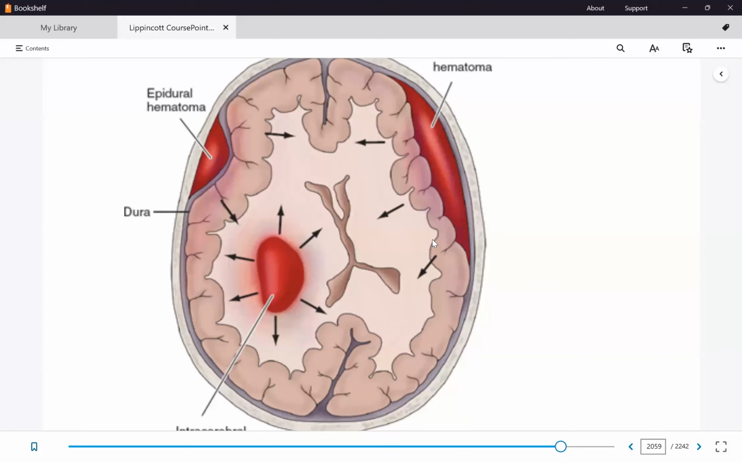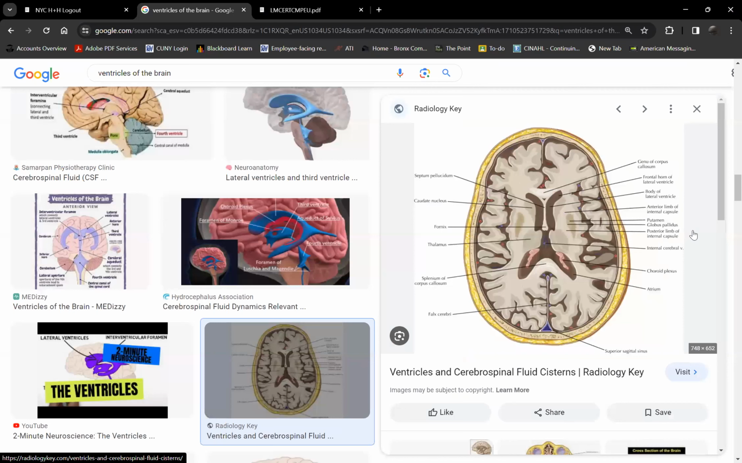So let's compare these two figures. This is TBI, when you have a subdural, epidural, or intracranial hemorrhage or intracranial hematoma. This is a normal scan of the ventricles of the brain. See the location of the ventricles and the size of the ventricles? Ventricles, just like your ventricles of the heart, are cavities that store cerebrospinal fluid. This is where the cerebrospinal fluid is stored, and they circulate all over the brain.